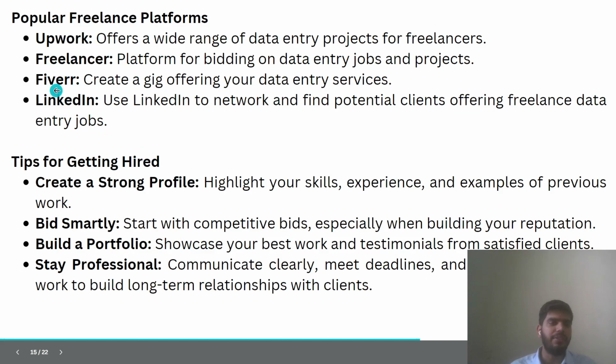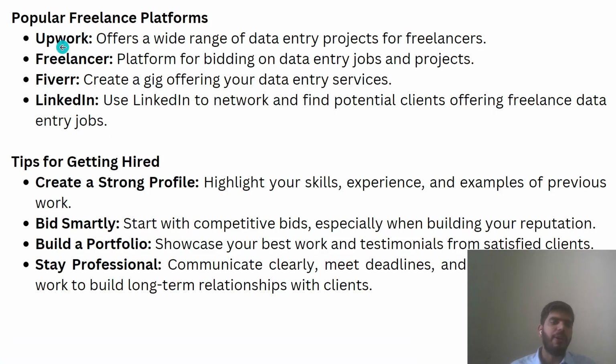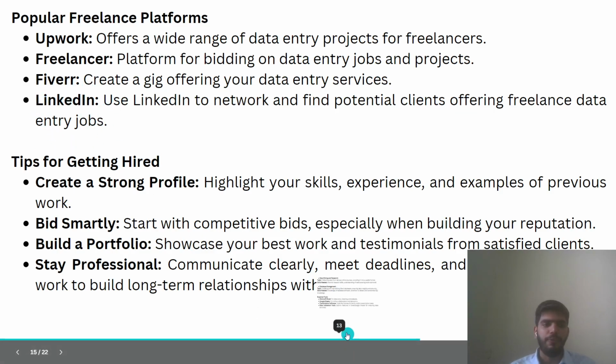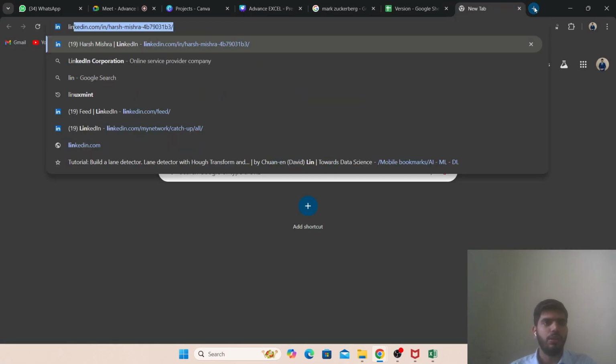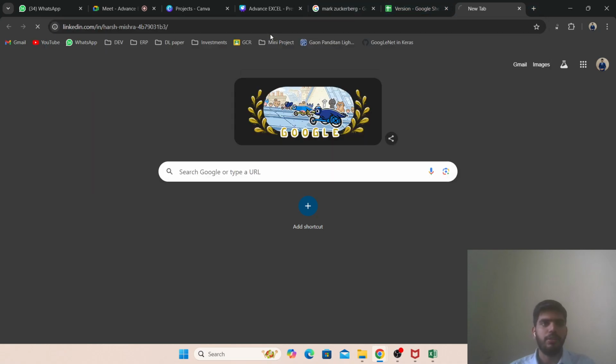Where you can get freelancing jobs: there are different websites, Upwork, Freelancer, Fiverr. Fiverr is the most famous one, the most trusted and the most famous one. And LinkedIn, of course, you cannot forget LinkedIn. Very important. Everybody should have a profile on LinkedIn. If you want to look at my profile, I also have a LinkedIn profile. I can show you.